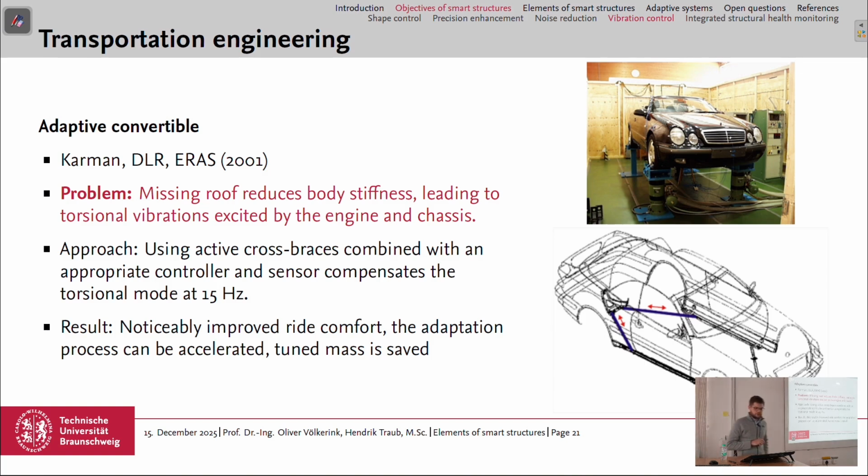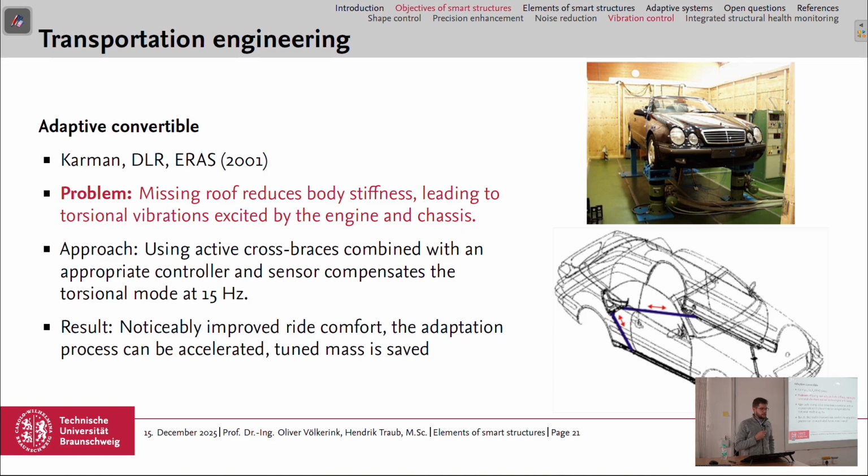Then for vibration control, I have another example from transportation engineering, an adaptive convertible. So here's a car made 20 years back by Mercedes-Benz, a convertible. And the challenge there is that with a convertible you have a missing roof, and this reduces the body stiffness and introduces some torsional vibrations during the ride. And this is excited by the engine and also by the chassis from the suspension.